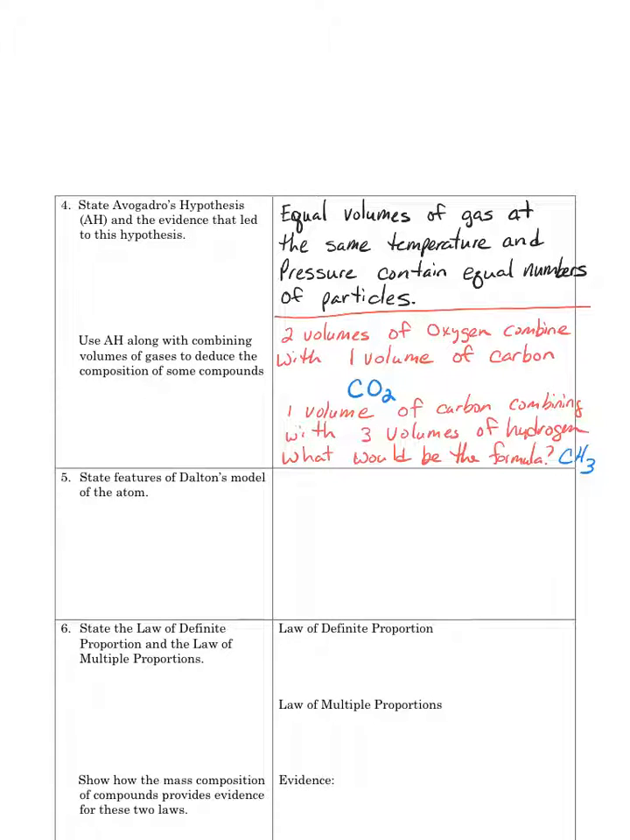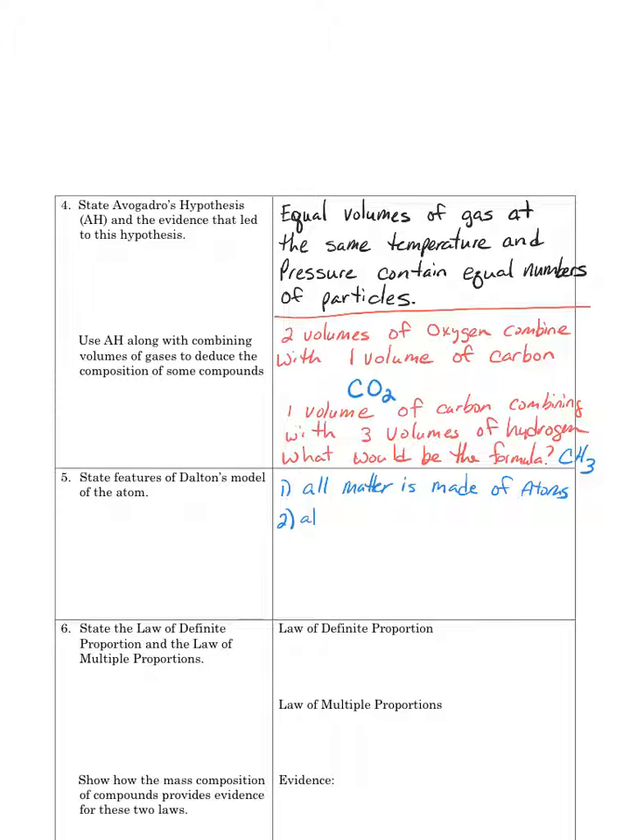So features of Dalton's atomic model. The key points of Dalton's atomic theory were things that we just kind of take for granted now, but he's the one that came up with the idea and proved it. The first thing is all matter is made of atoms. The second idea he had is that all atoms of a given element are identical in mass and property.